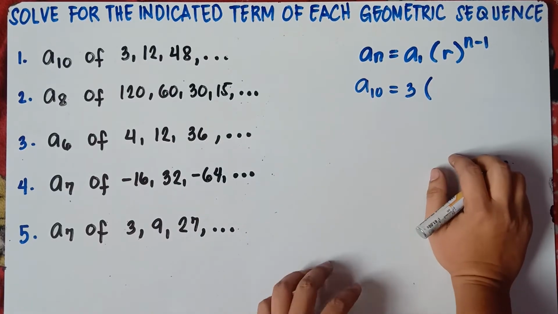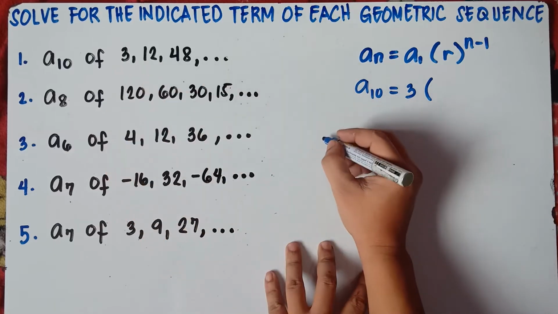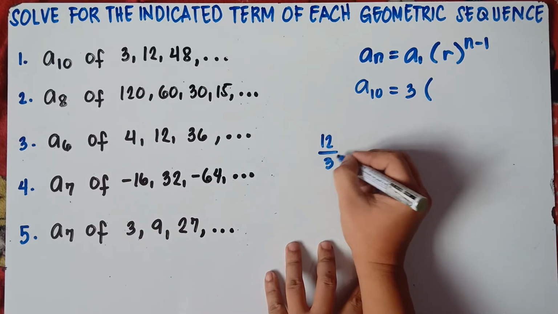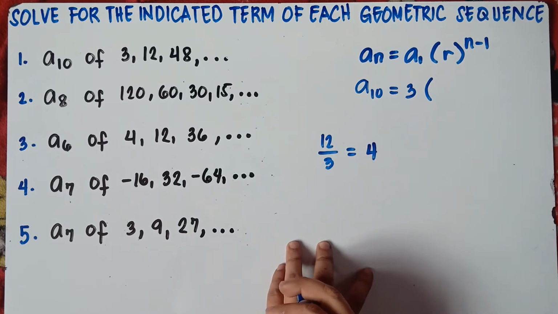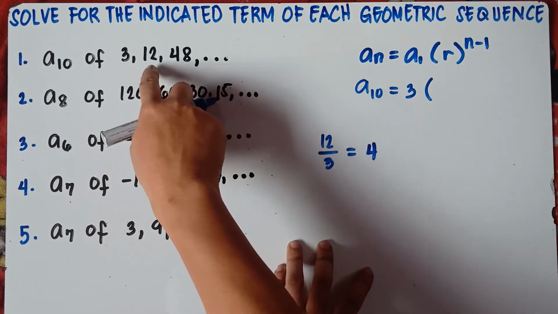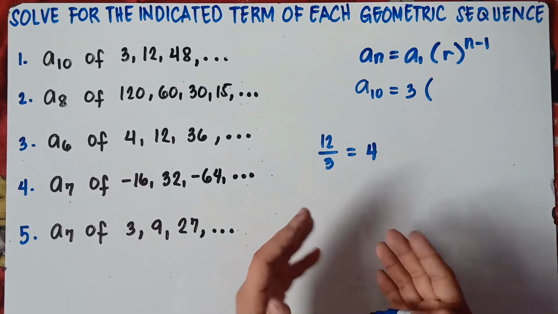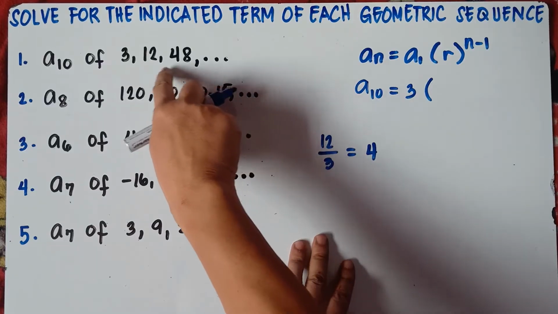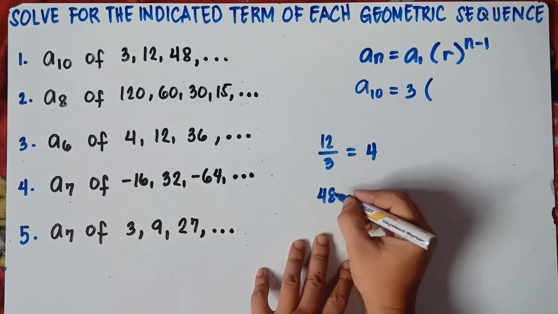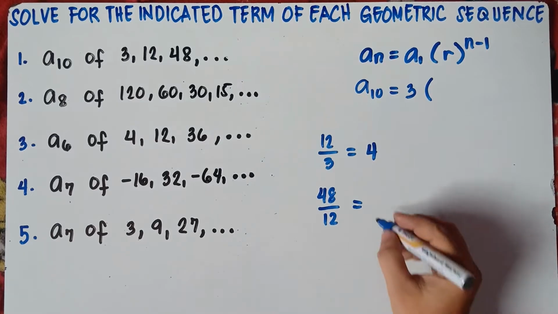Equals, the first term is 3, so 3 times the common ratio. Now to get the common ratio, simply divide the second term by the first term. So 12 divided by 3, that is 4. Now you also check by dividing the third term by the second term to see if they have the same answer. If they have the same answer, therefore this is a geometric sequence. So 48 divided by 12, that is 4.